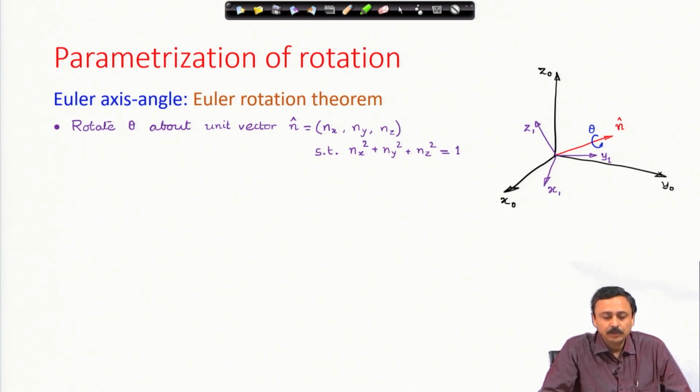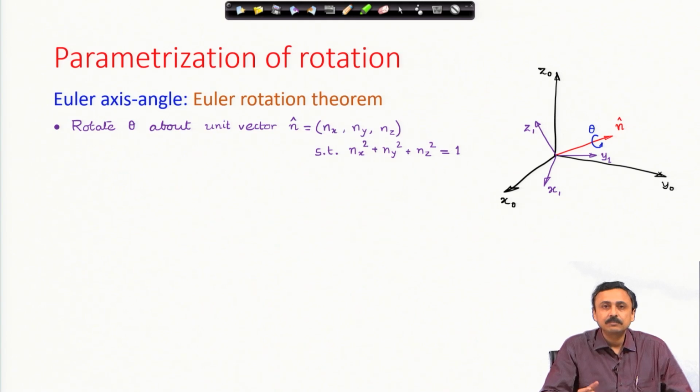Suppose you rotate by an angle theta about this unit vector n cap. I have shown some n cap direction, and I have shown the angle theta. This purple frame was initially coincident with the black frame, and this is the configuration shown after the rotation has taken place.